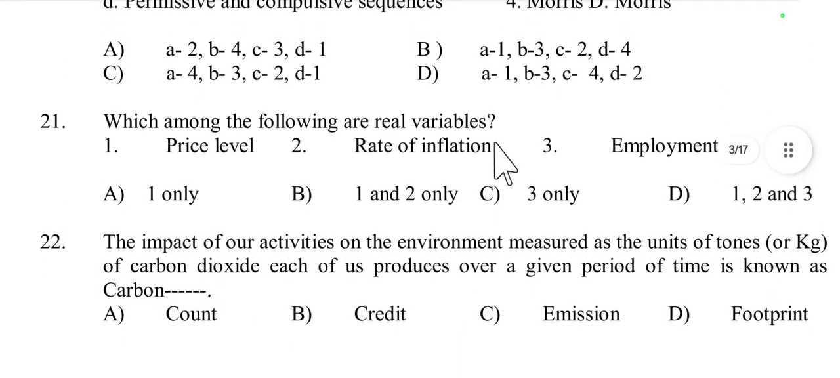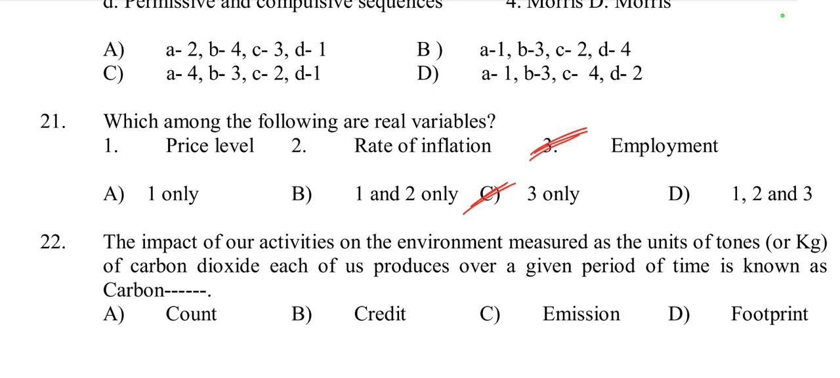Then question number 21, which among the following are real variables? Price level, rate of inflation, employment. Price level and rate of inflation are not real variables. Only employment is the real variable, so only 3. Real variables are those that are measured in physical units such as quantities of goods or labor and are not influenced by changes in the price level.